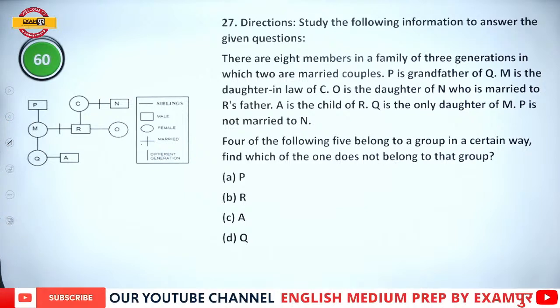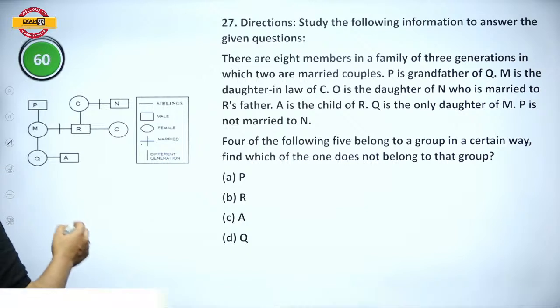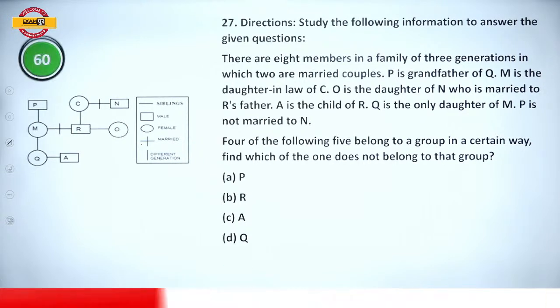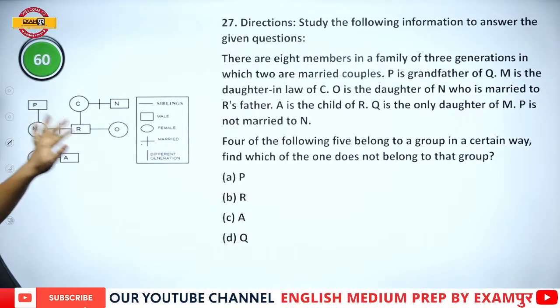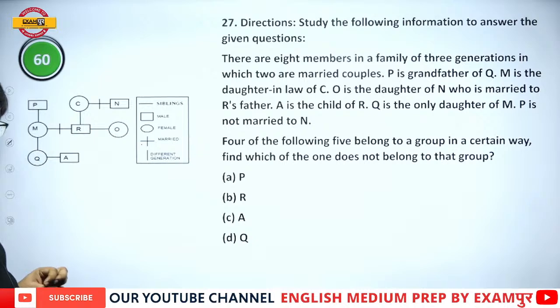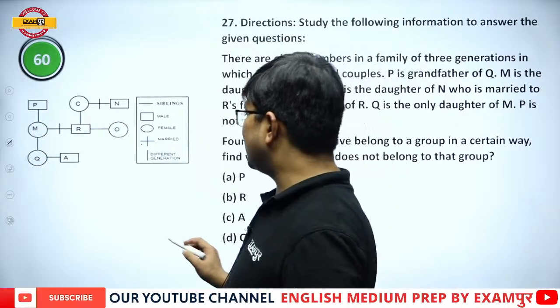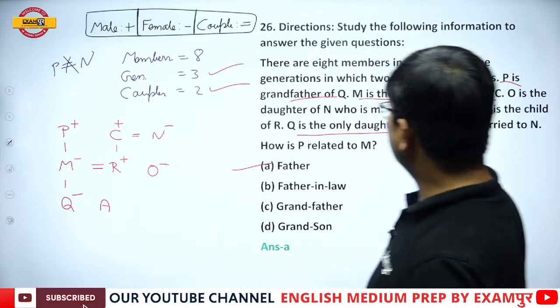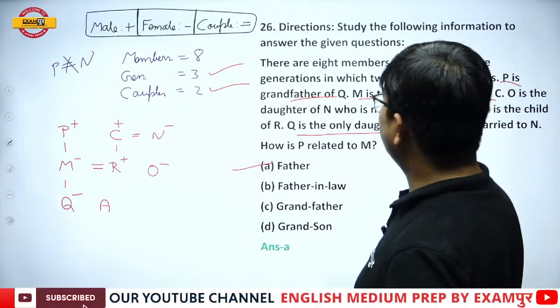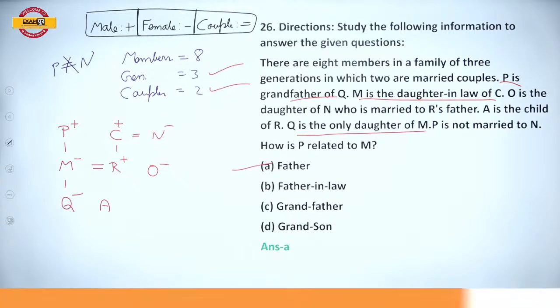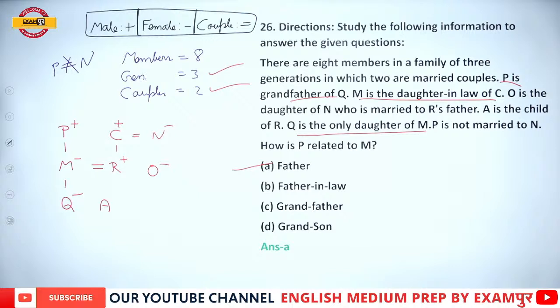So now, odd one out. P-R-A-Q. Okay. P-R-A-Q. All of them, my dear students, see. Now, please understand. Here, if you see, P, R, they belong to different generations. Okay. But now, over here, please understand that everyone's gender can be determined except A's gender. Alright? Isn't it? P is the grandfather of Q. M is the daughter-in-law of C. O is the daughter of N. N who is married to R's father. A is the child of R.